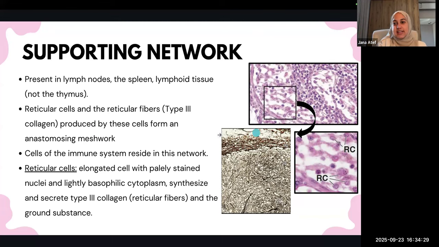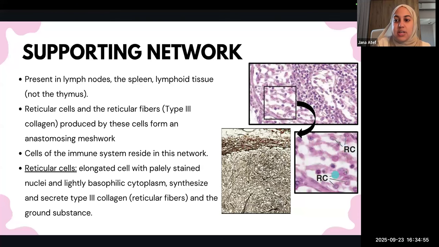Cells of the immune system reside inside this network. A network is a mesh network. Reticular means mesh. So what are reticular cells? If you get a question about that, these are the reticular cells. Right here, you see them? This is a reticular cell, this is a reticular cell. It's an elongated cell. Remember how we said smooth muscle was fusiform? This is not fusiform, it's just elongated. So this is a nucleus, and this side is cytoplasm, and this is cytoplasm. It's very long.